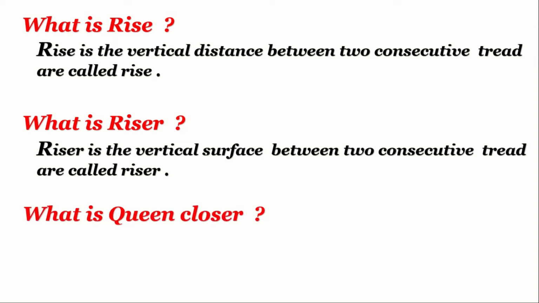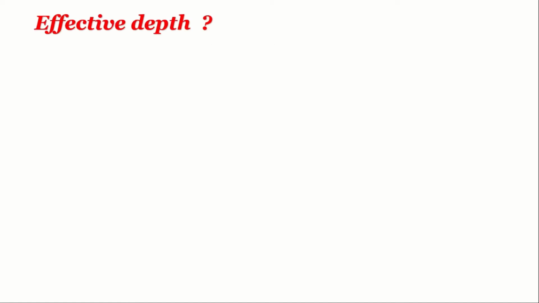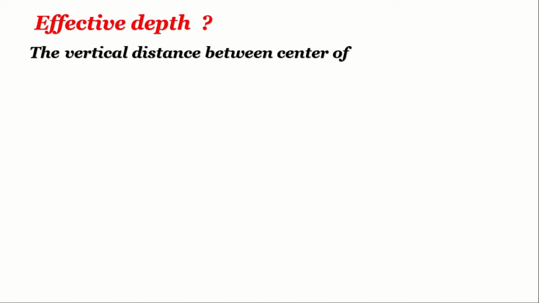What is queen closer? When we cut a brick in longitudinal direction, half is called queen closer. What is effective depth? The vertical distance between center of main bar to top of beam.